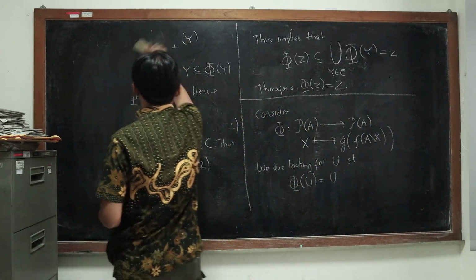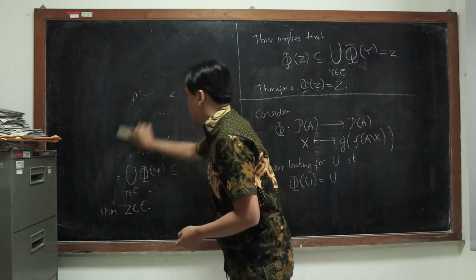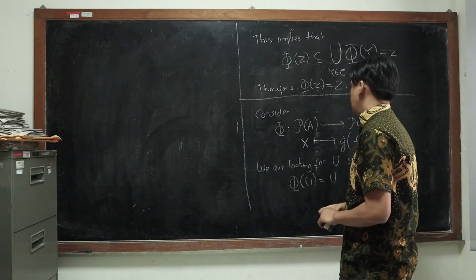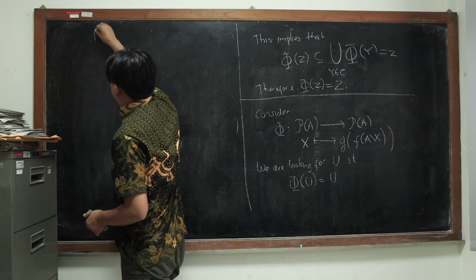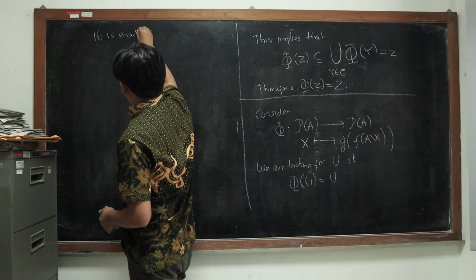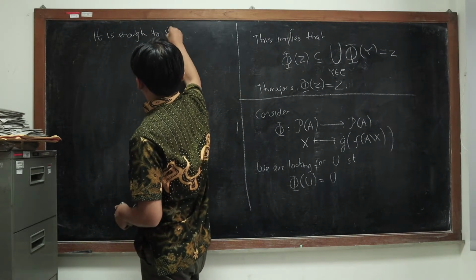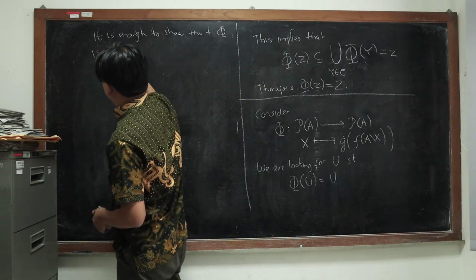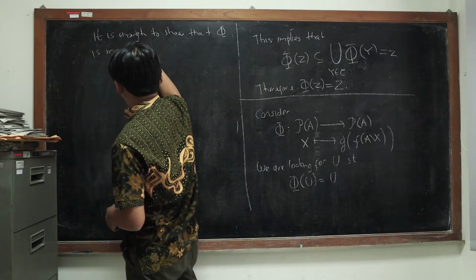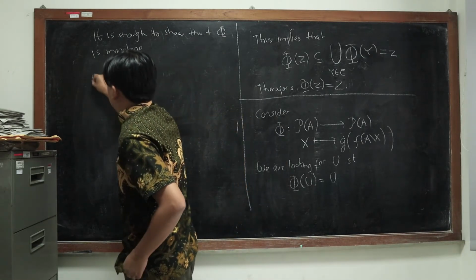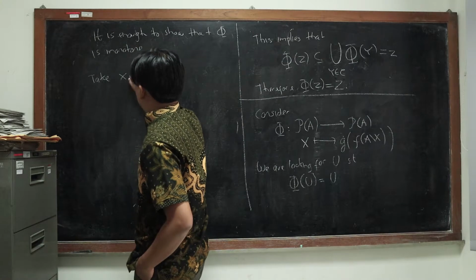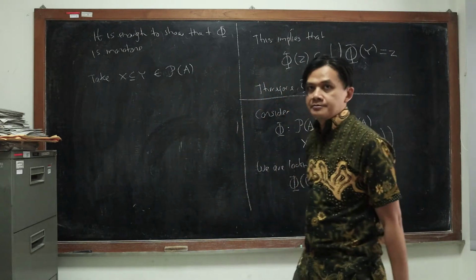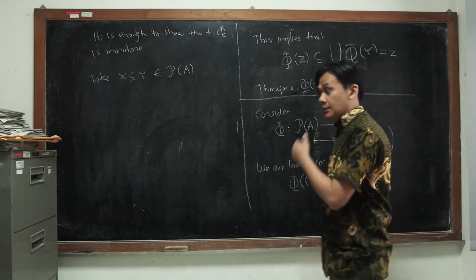And according to the lemma, to show that there is a fixed point, it is enough to show that this map is monotone. It is enough to show that phi is monotone. Okay? So take X a subset of Y, where both of them are from P of A.